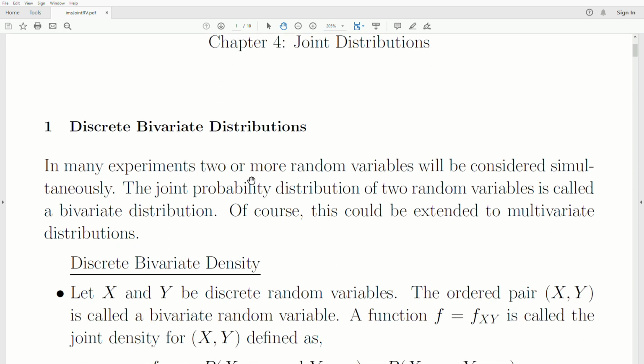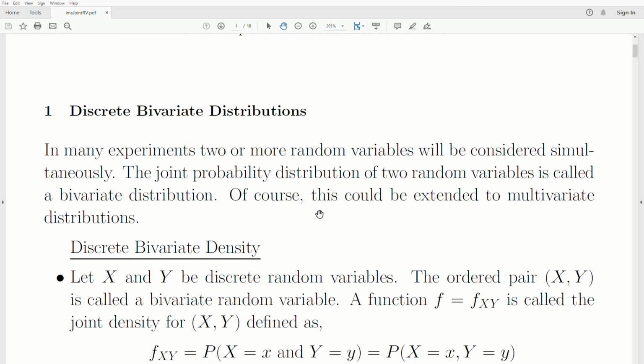So in many experiments, two or more random variables will be considered simultaneously. The joint probability distribution of the two random variables is called a bivariate distribution. Of course, this could be extended to multivariate distributions, but we're going to look at bivariate or joint distributions.